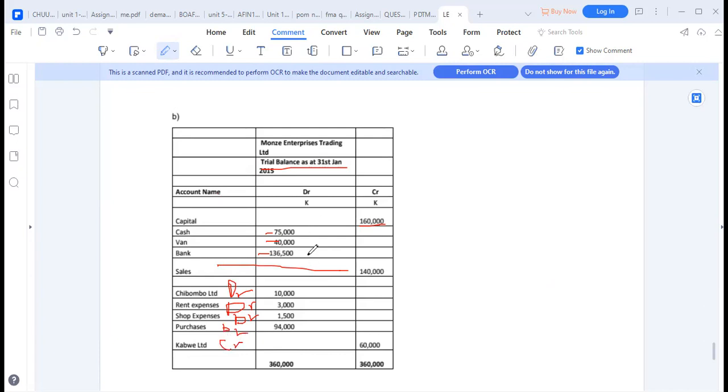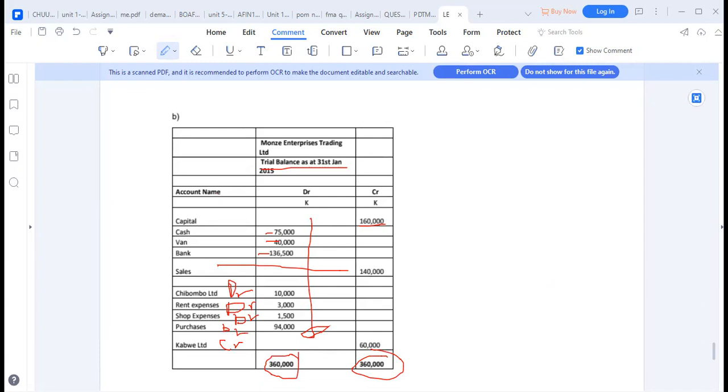So after adding all these, the trial balance checks the accuracy of the double entry system. So this was reconciling with the figures after adding these values. So this is just about what this question is all about.